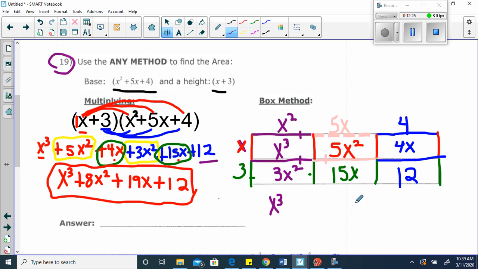Okay. Then I can see, well, my next would be x squared. Do I have x squared? Yeah, here and here. I can just add them that way, right? What's 3x plus 5x? 8x squared.